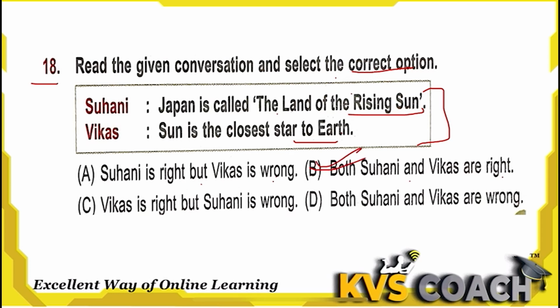This is the right answer because Suhani is saying the right thing, that the land of the rising sun is Japan, because on our earth the very first ray of the sun comes at the place that is called Japan. Because the sun is the closest star, this is also absolutely right. The sun is the closest star to earth. So they both are right. It means option B is the right answer.